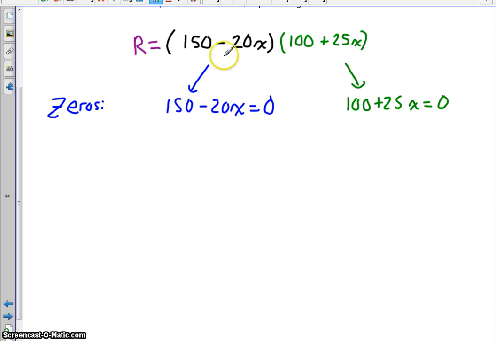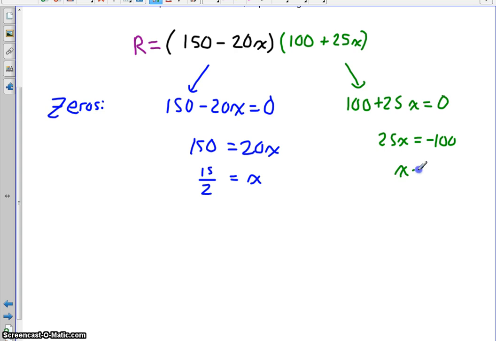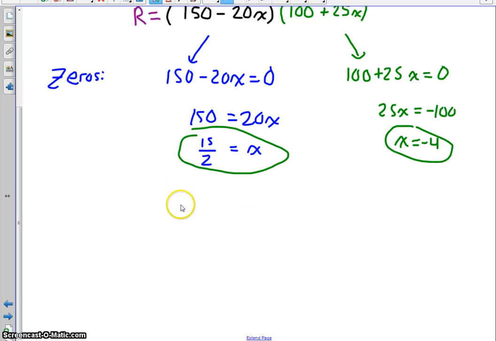In the first case, we get 150 equals 20x, so x is going to be 150 over 20, or 15 over 2. In the second case, we have 25x is equal to negative 100, so solving for x there, we get x equals negative 4. These are your two zeros. To find our axis of symmetry, it's simply a matter of adding those two values together and dividing by 2.